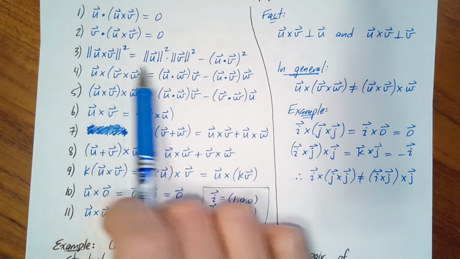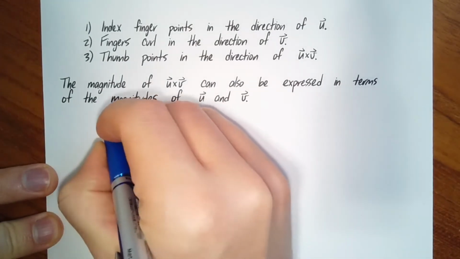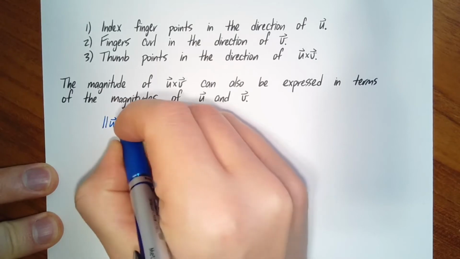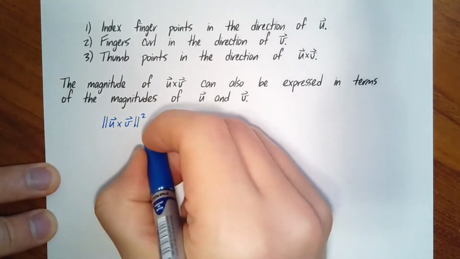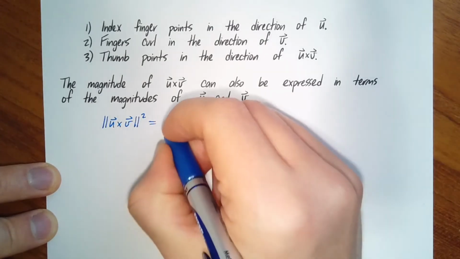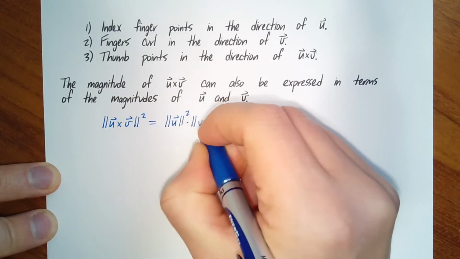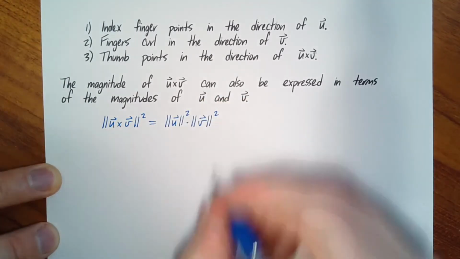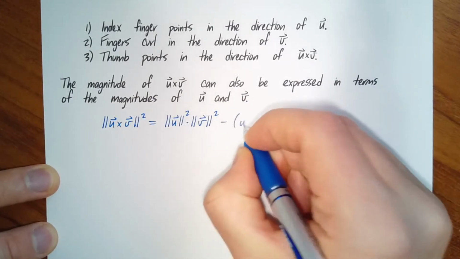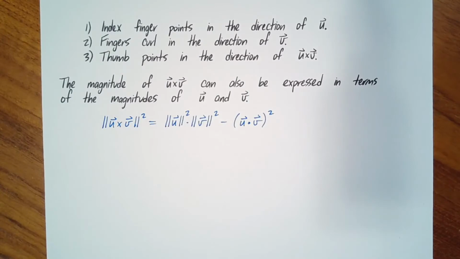So that's what we're going to start with. I'm going to start with this property. What it says is the square of the magnitude of u cross v is equal to the square of the norm of u times the square of the norm of v, and then remember you subtract the square of the dot product of u and v.